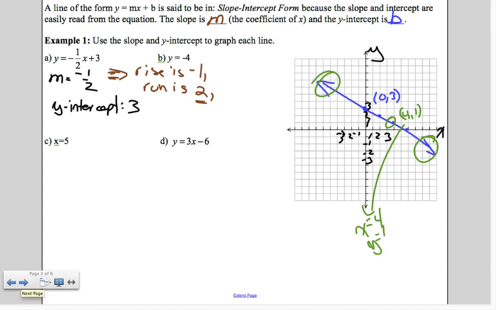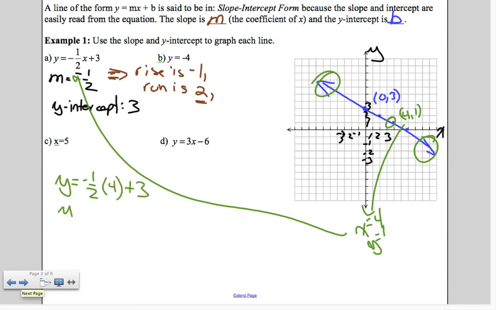Well, what happens when I plug 4 into our equation? y is equal to -1/2 x plus 3. So I plug 4 into our equation. What do we get? Who wants to work it out for me? Vince? Negative 1/2 times 4 gives us negative 2, plus 3. So y is equal to 1, which happens to be the y coordinate.